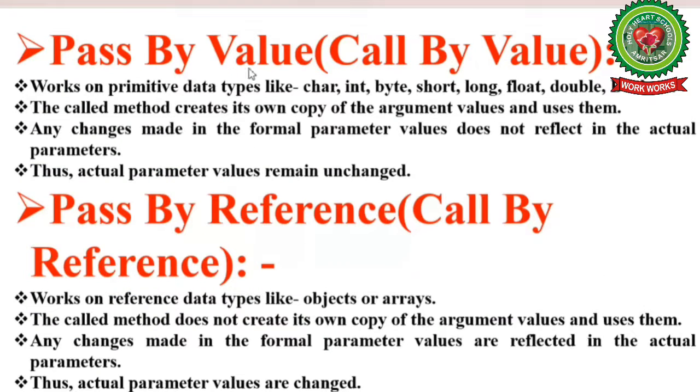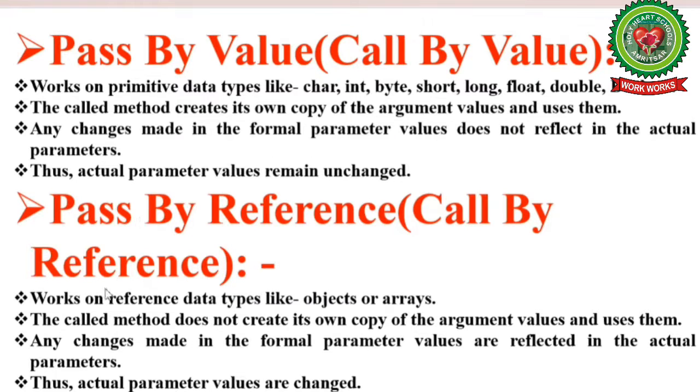Our first topic is pass by value, also known as call by value. Students, we can pass values to the methods in two ways. Number 1, pass by value. Number 2, pass by reference, also known as call by reference. Pass by value works on primitive data types like char, int, byte, short, long, float, double, and boolean. The called method creates its own copy of the argument values and uses them. Any changes made in the formal parameter values do not reflect in the actual parameters. Thus, actual parameter values remain unchanged. Means the values that we pass in the calling function remain unchanged.